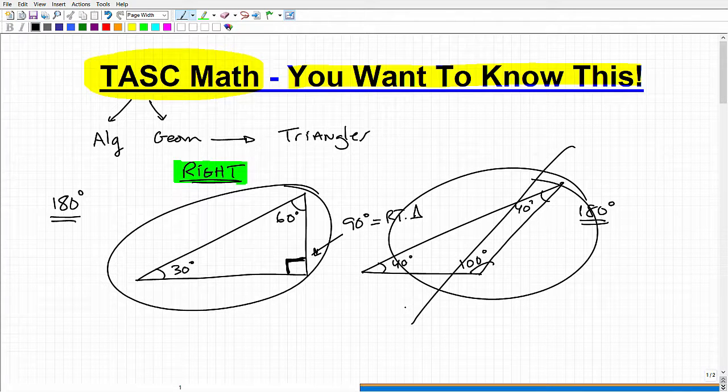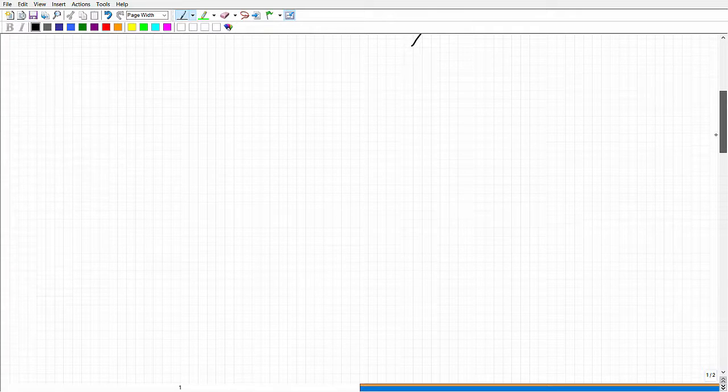So this is not a one-size-fits-all. It's not like these formulas work on all triangles. No, that's not true. They work only on a right triangle. That's what I'm going to be teaching you next. So with that being said, let's get right to it.